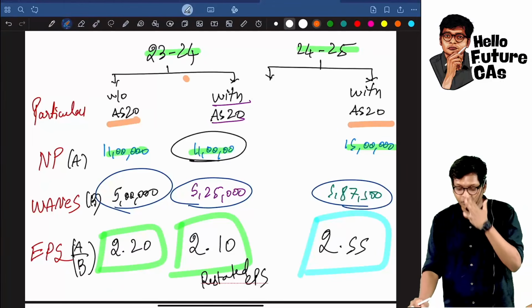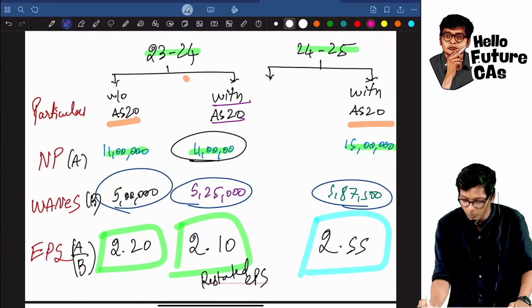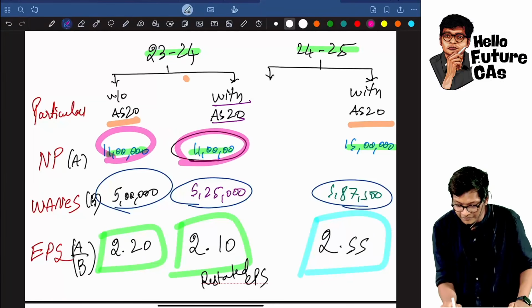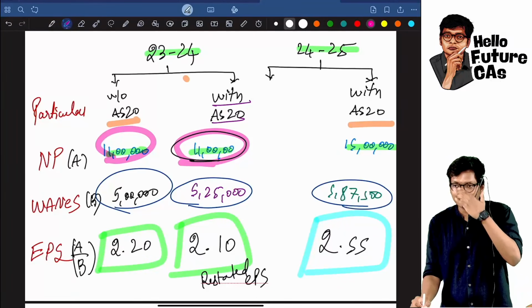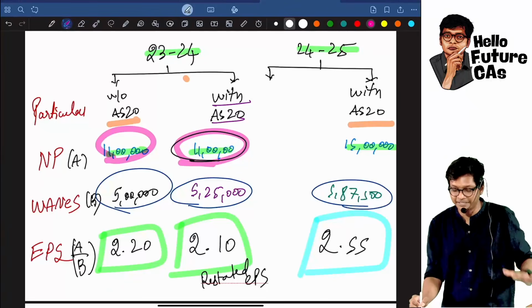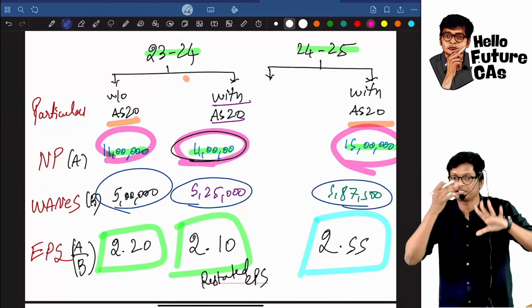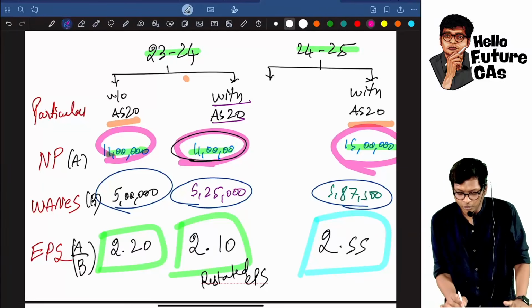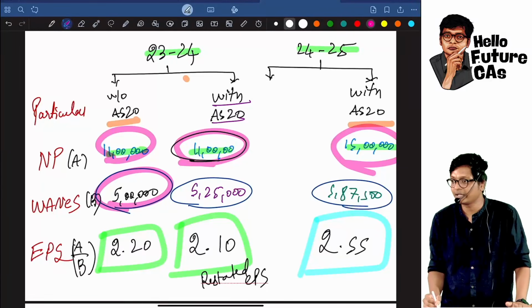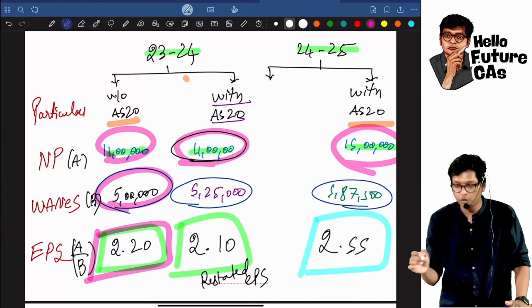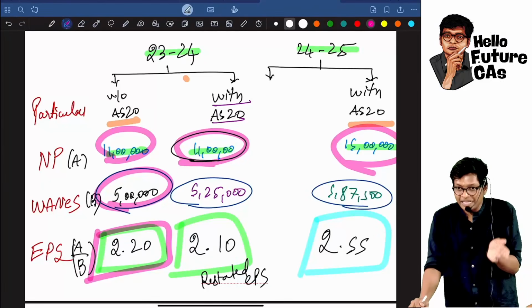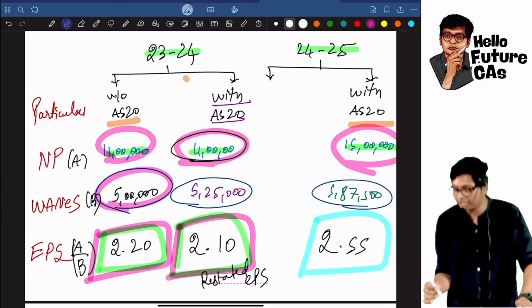To summarize for the exam, look at this, guys. My numerator is going to remain. Last year will be 11 lakhs. When will the numerator change? If any preference dividend comes, it will change. Current year is going to be the same, 15 lakhs. This table you should write first. Last year without AS 20 is straight away 5 lakhs. I have to report 2.2, and that 2.2 I will restate and make it 2.1.